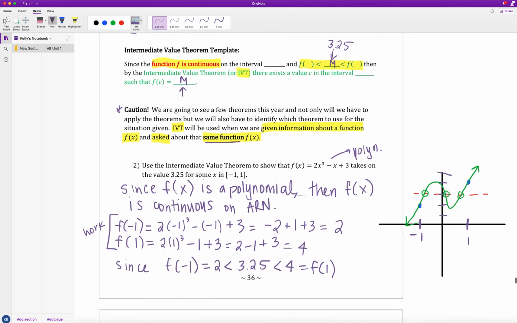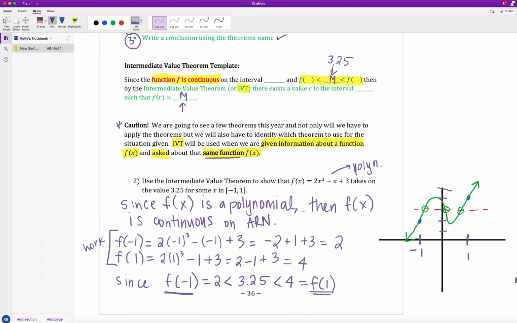Now, one thing I want to point out is that it is not necessary to write the 2 and the 4, but it is necessary to have the f of -1 and the f of 1. The reason is I want to emphasize the fact that this 3.25 is a y value. If I'm sandwiching it in between 2 and 4, yes, that's true, but that's not emphasizing that those values are coming from our f of -1 and our f of 1. So it's important to include that function notation there to show that we have a y value.